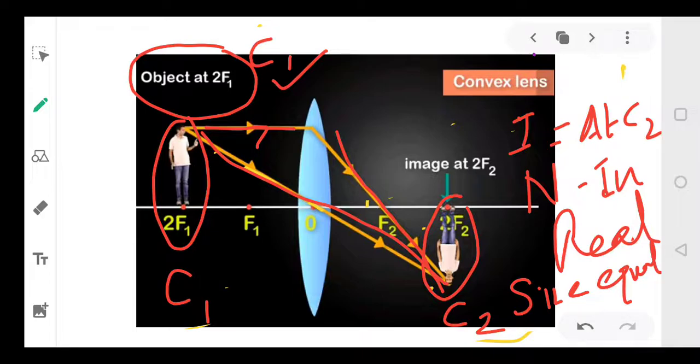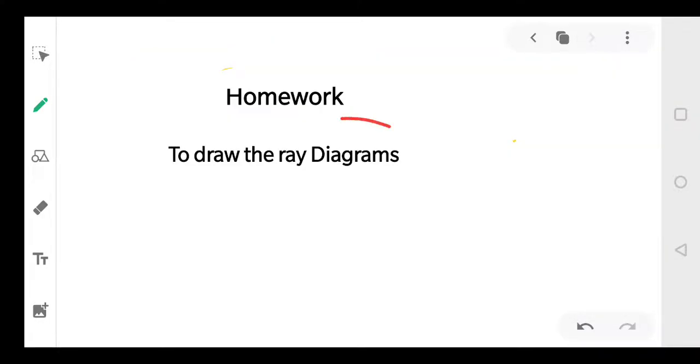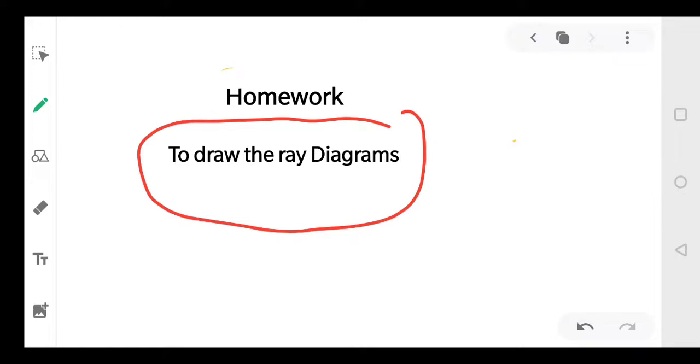Now let's come to your homework, dear. You will draw these ray diagrams beautifully using a sharp pencil. You will write all the points about the object and the nature of the image, and then you will click the photo and send it to me, right? Okay, dear students?